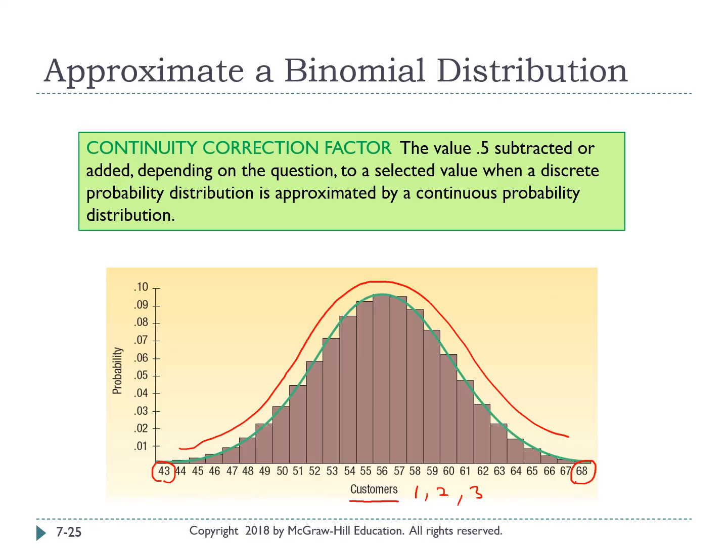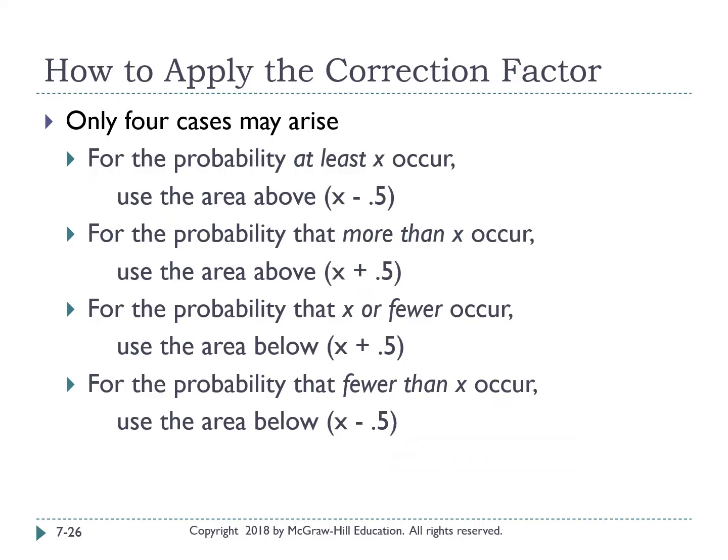However, you have to adjust it with a correction factor. You call it the continuity correction factor. So what is this correction factor? Basically, it says that the value of 0.5 should be subtracted or added, depending on the question, to a selected value when the discrete probability distribution is approximated by a continuous probability distribution. We will look at questions on how to apply the approximate binomial distribution and how to apply the correction factor. You have only 4 cases here.